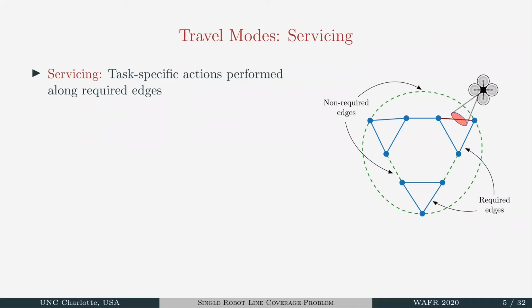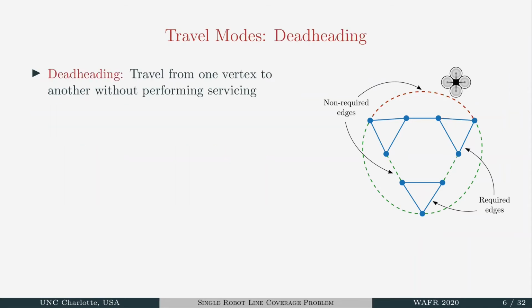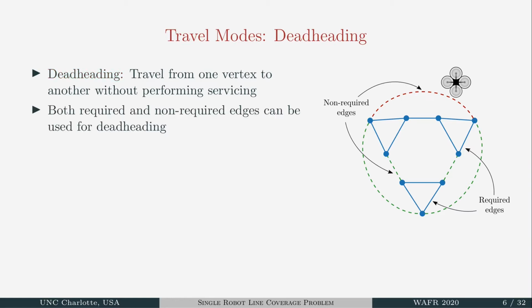There are two modes of travel for the robot. The first mode is servicing, wherein task-specific actions, such as taking images, are performed along required edges. There is a cost associated with servicing, for example, travel time. Each required edge needs to be serviced exactly once. The second mode of travel is deadheading, wherein the robot travels from one vertex to another without performing servicing tasks. Both required and non-required edges can be used for deadheading.